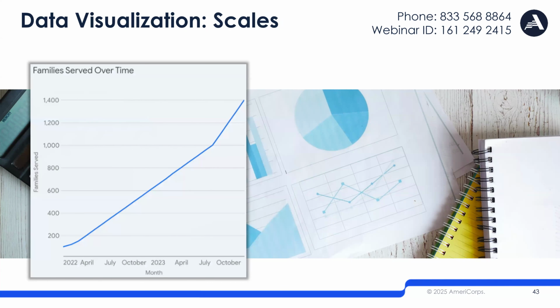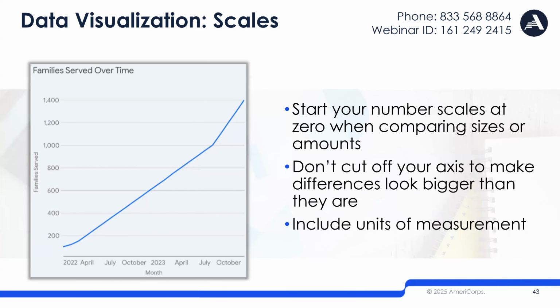A line chart is particularly helpful when you want to show changes over time. It makes it perfect for funders and program administrators who need to see clear trends and progress. When making graphs like line charts, remember to include units of measurement. It's also important to start your number scales at 0 when comparing sizes or amounts, and make sure you don't cut off your axis to make differences look bigger than they are. Next, I'll be passing it back to Chris for a scenario-based question.